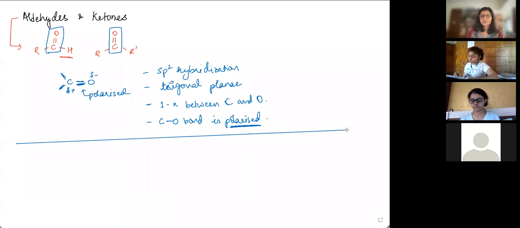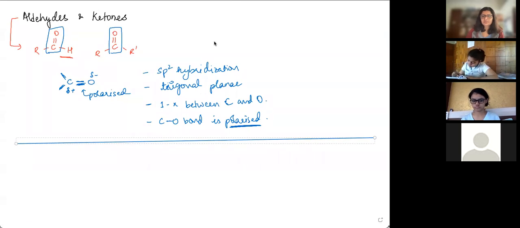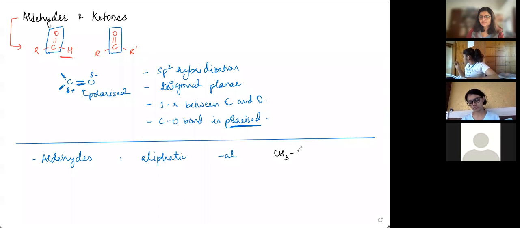When it comes to nomenclature, we'll start with this: what's the suffix given for aldehydes? Al. Yeah, so when it's an aliphatic chain, it is pretty straightforward. Aliphatic compounds end with al. So if I have, for example, CH3, CH, CH2, CH2, CHO, what will its name be? All of you send it in the chat.